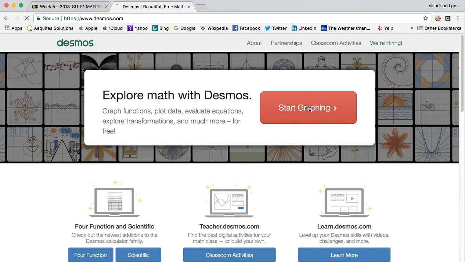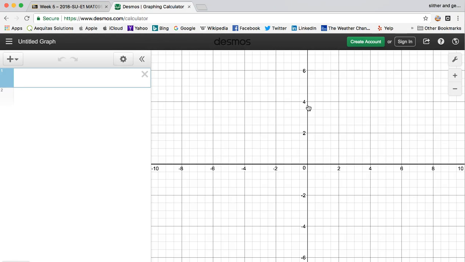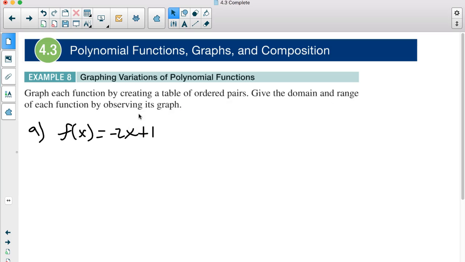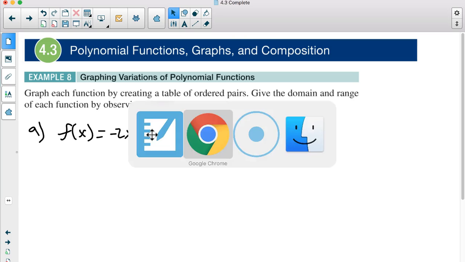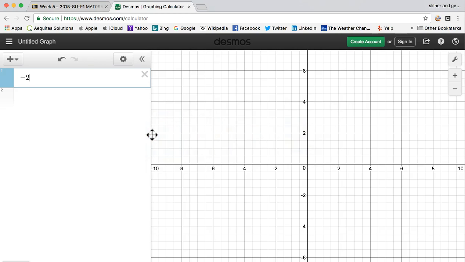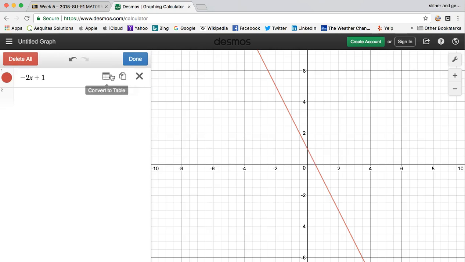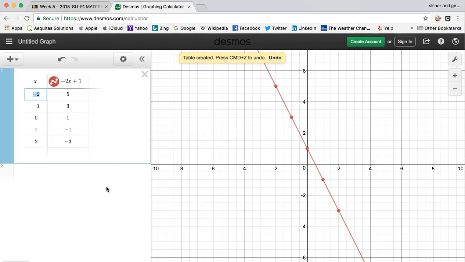Just go to start graphing calculator, and basically you can plug in any function and it'll graph it for you. The function that we're trying to graph here is negative 2x plus 1. So just do negative 2x and then plus 1, and voila, you have that graph right there. It also asks for a table of values. If you press on this little cogwheel and then there's a little table, you have a table as well. So now we can see the table, the function equation, and the graph all at the same time.